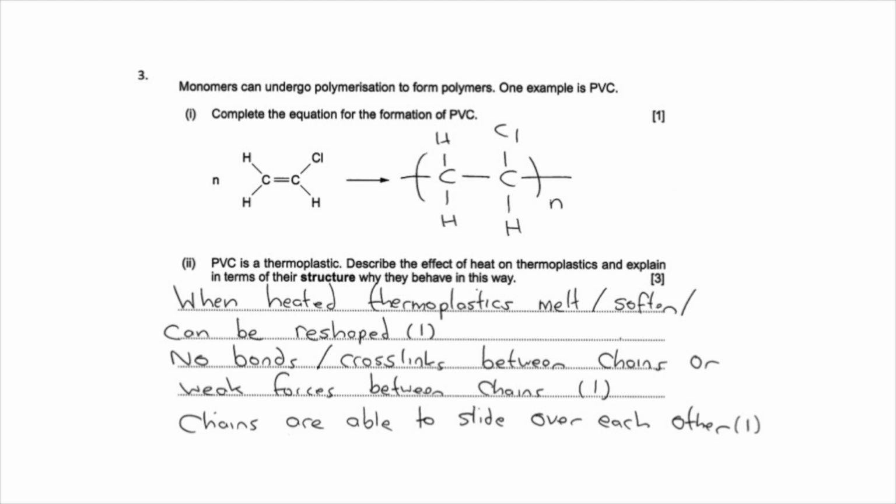Now for part 2, you're asked to describe the effect of heat on thermoplastics and explain in terms of their structures why they behave in this way. So if you said that when heated thermoplastics melt or they soften, you get a mark for that. And if you said that's because there's no bonds or cross links between their chains, or you said there's weak forces between their chains, that gets you a mark. And for the final mark, you had to say that the chains are able to slide over each other. So there's 3 marks in total for that part of the question.